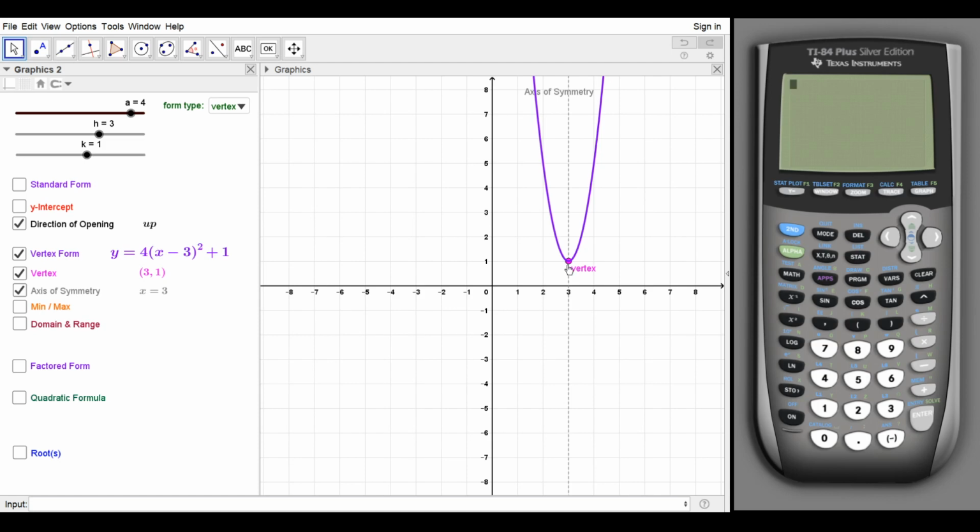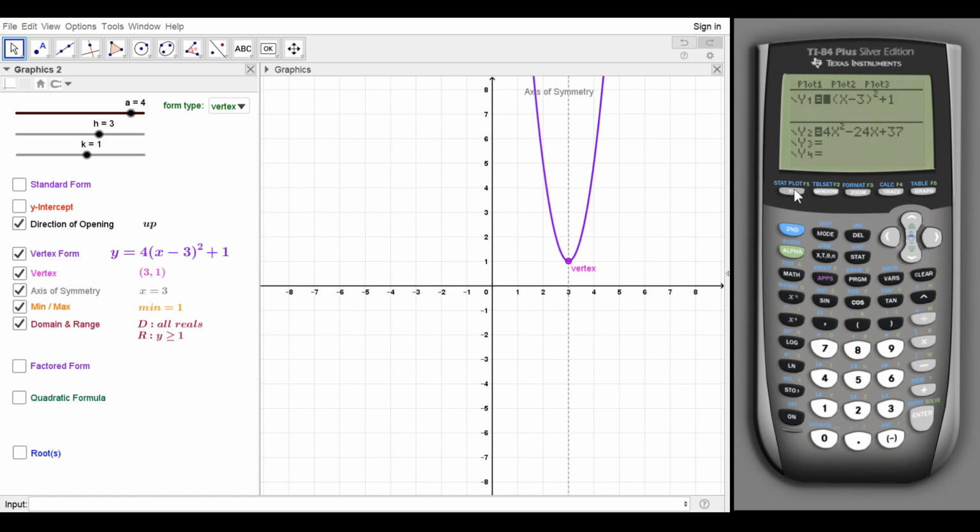Therefore, all the points will have at least a minimum height of 1, which happens to be the same as my k value. And because it's a minimum, that's going to affect my range. Now, the domain is always all reals, but the range will be y is greater than or equal to 1. What I would like to show you right now is how to get that on the graphing calculator.